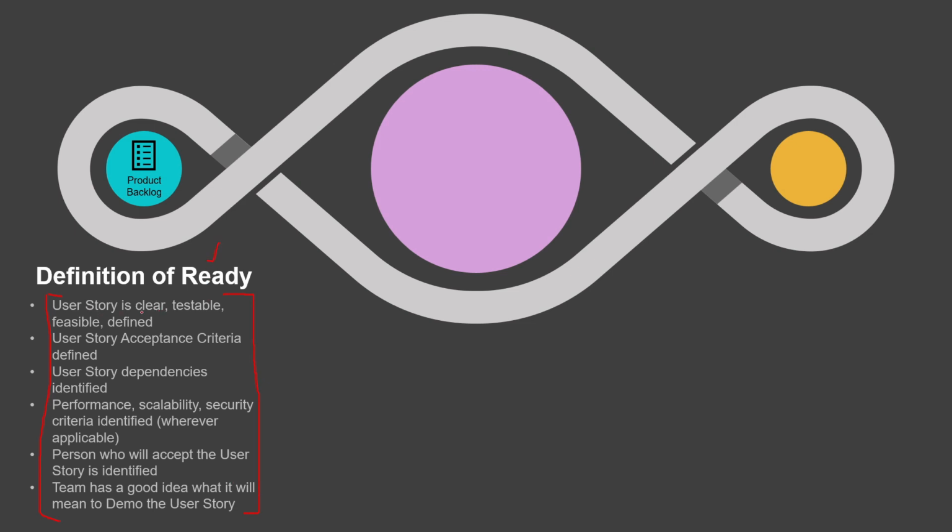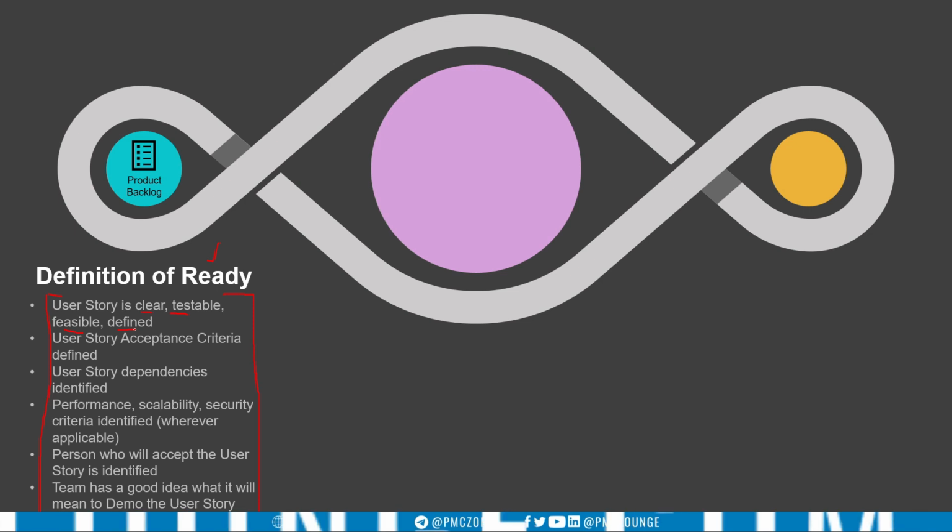It says user story is clear, testable, feasible, defined. So this is something that you need to have in order for a user story or a backlog item to move from the product backlog to the sprint backlog. User story acceptance criteria is defined. So we use the term acceptance criteria here, and we'll talk more about it as we go further. But acceptance criteria is something that needs to be defined at this stage. User story dependencies are identified.